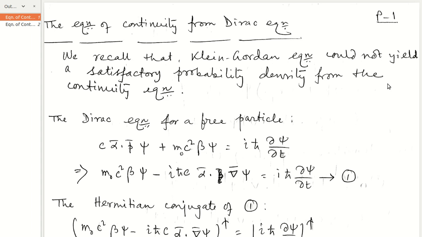We can recall that when we developed the Klein-Gordon equation, we saw the expression of probability density was something like that. For a real wave function, the probability density becomes 0, and sometimes it can be negative also. That was a limitation of the Klein-Gordon equation when the relativistic theory of electron comes into play. So now we check if the Dirac equation can do it correctly.